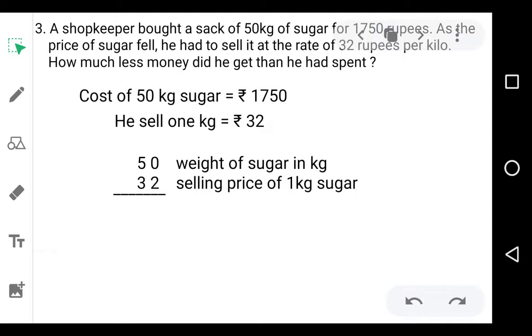So let's multiply it. 2 zeros are 0, 2 5s are 10. Then we multiply 50 by 3. So we get 1,500. Now add these numbers. So we get 1,600. That means he sold 50 kilo sugar for 1,600 rupees.